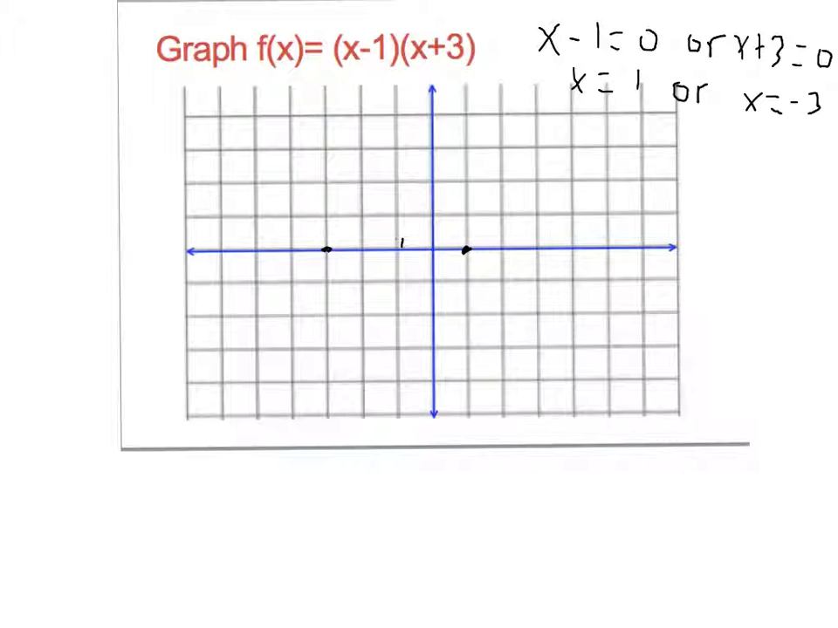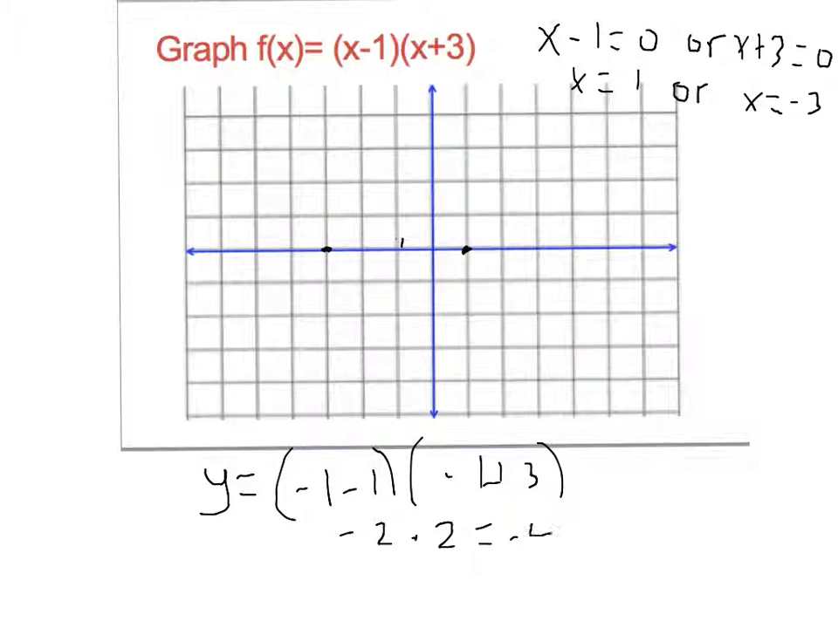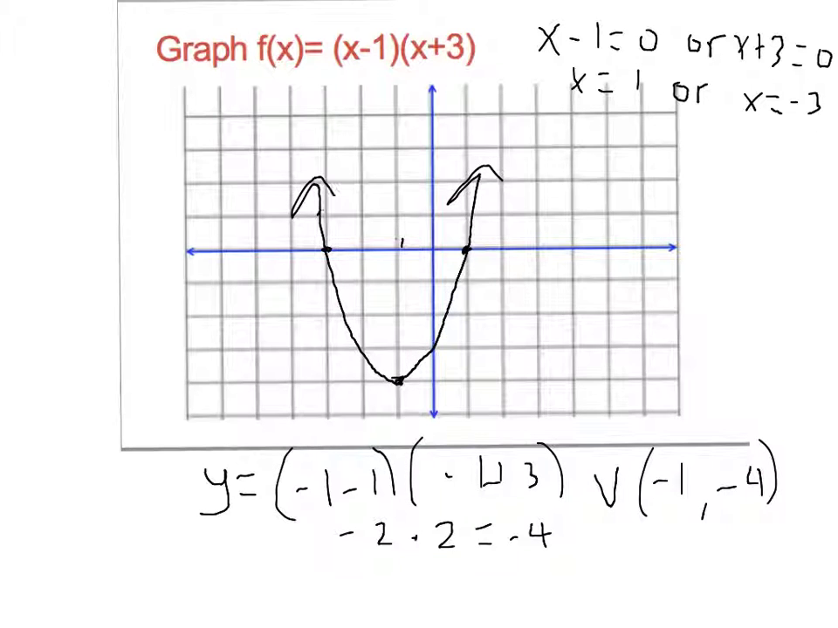So if x equals negative 1, we substitute negative 1 back into the given function, and you have negative 1 minus 1 times negative 1 plus 3. That's going to be negative 2 times 2, which is negative 4, and the vertex is going to be at negative 1, negative 4. And that's the only 3 points that students need to be able to graph the function in intercept form, and then draw it as a U-shape, not V-shaped, because V-shaped would absolutely be the absolute value function.